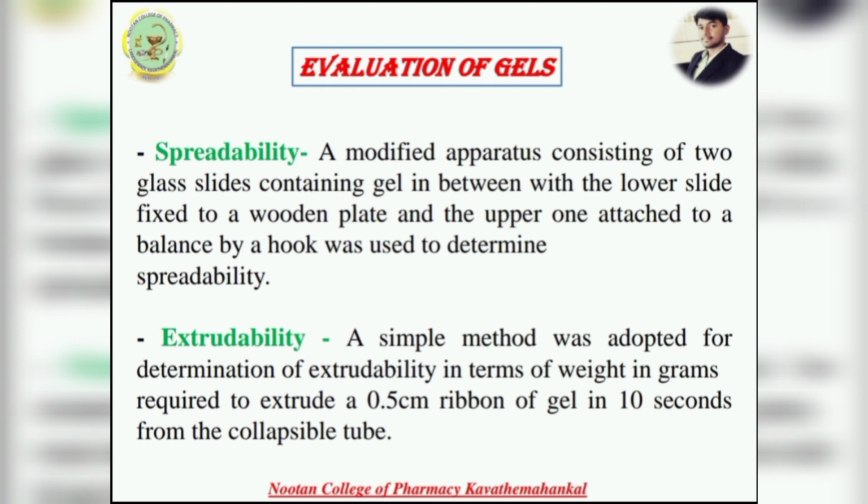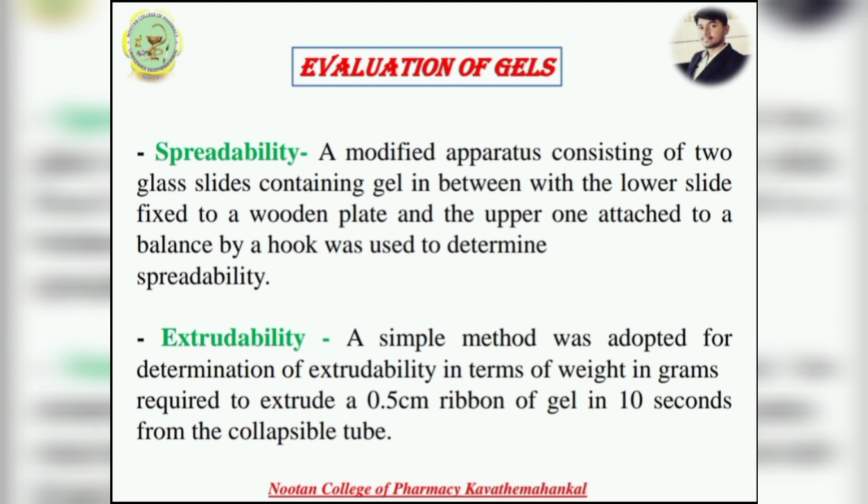Evaluation of the gel: spreadability. The modified apparatus consists of two glass slides containing gel in between, with the lower slide fixed to a wooden plate and the upper one attached to a balance by a hook, used to determine spreadability.